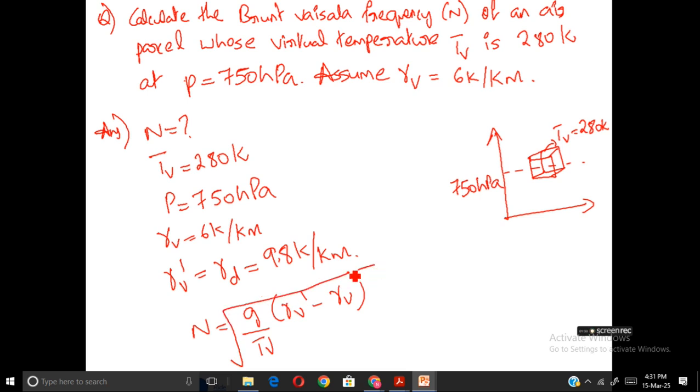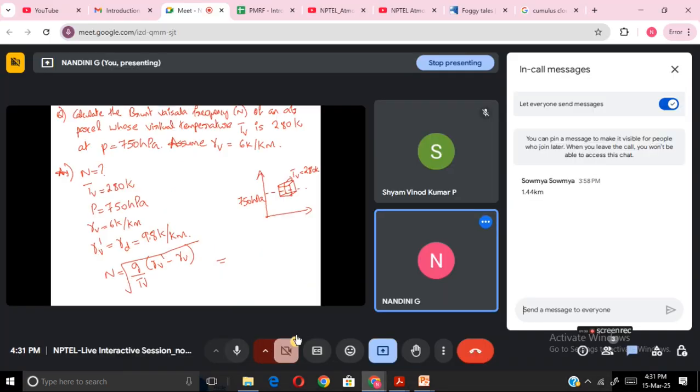Now can you find the value of n? What will be the value of n?